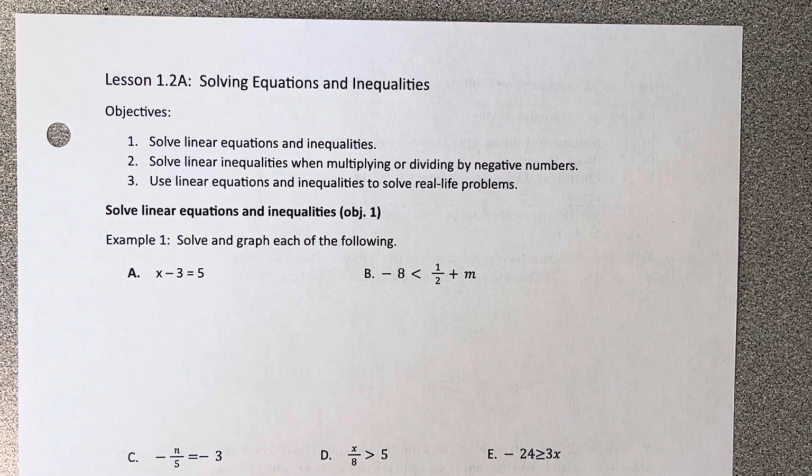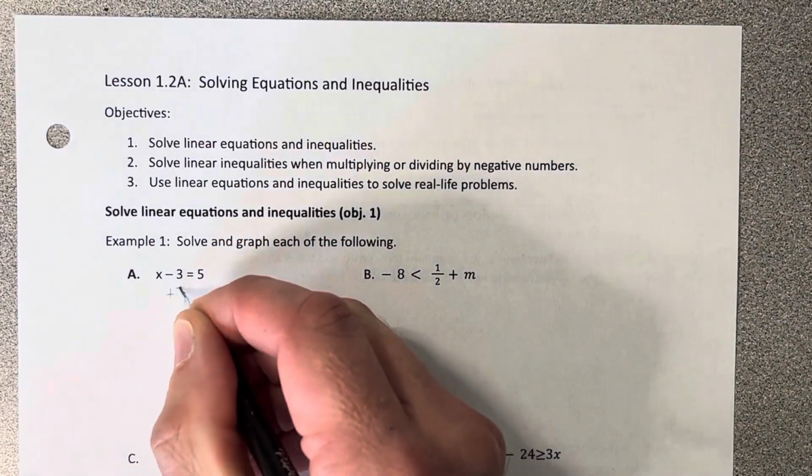Solve and graph each of the following. So for our first example here, we're going to solve x minus 3 equals 5. To solve equations, you often are going to use inverse operations and properties of equality. So what I mean by inverse operations is we need to get x by itself. Well, what undoes subtracting 3? Well, adding 3 undoes it.